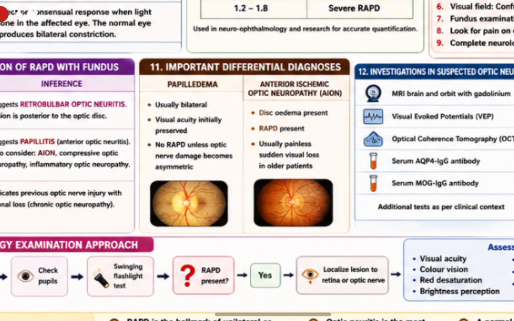So, investigations to do in suspected optic neuritis: MRI brain with orbit with gadolinium contrast, visual evoked potentials, optical coherence tomography, serum aquaporin-4 IgG antibody, and serum MOG IgG antibody. Additional investigations depend upon the clinical context of the patient.